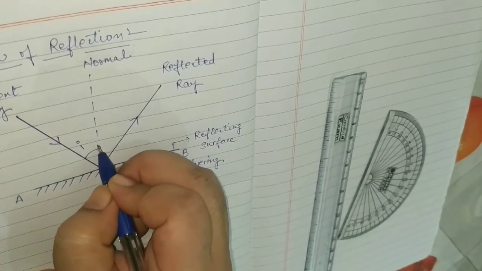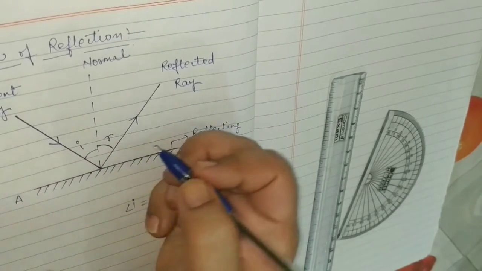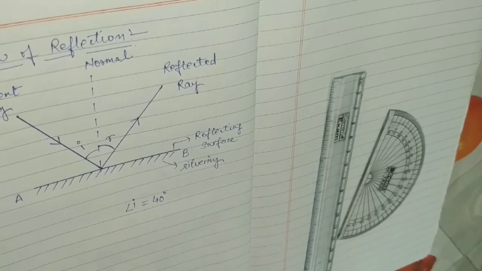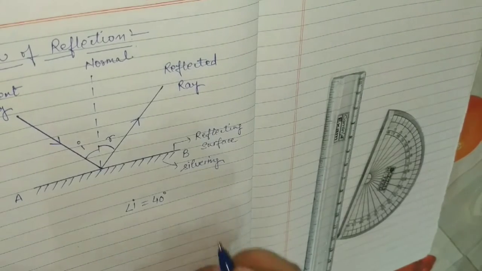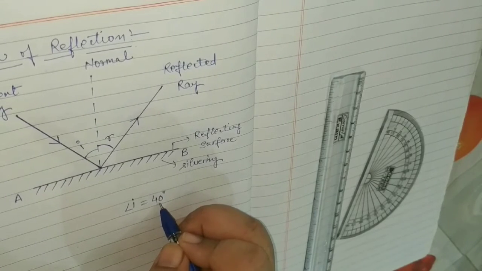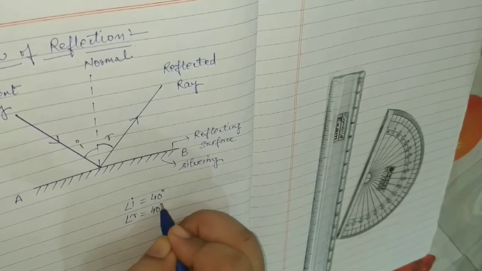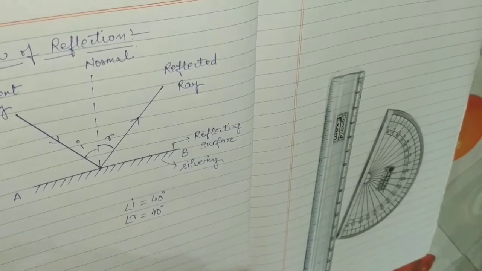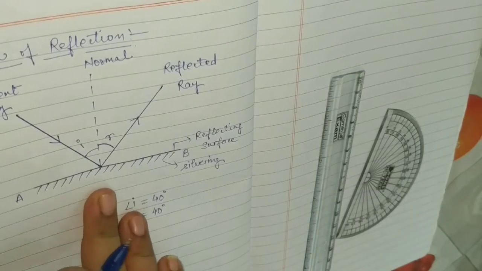This angle is the angle between the reflected ray and the normal. It is denoted by R, and it is known as the angle of reflection. And here in this problem, because angle I is equal to 40 degrees, angle R should also be equal to 40 degrees. That is how you have to draw it over here. So this is a diagram showing the laws of reflection.